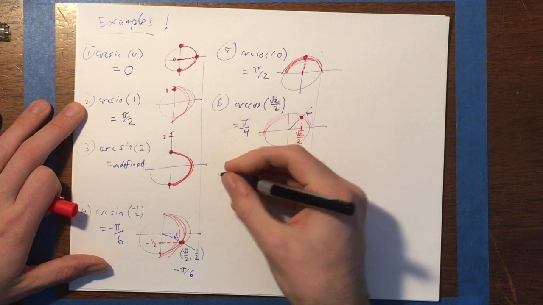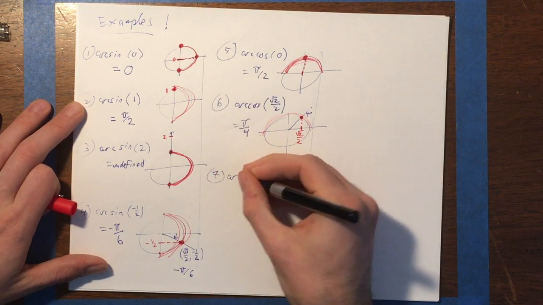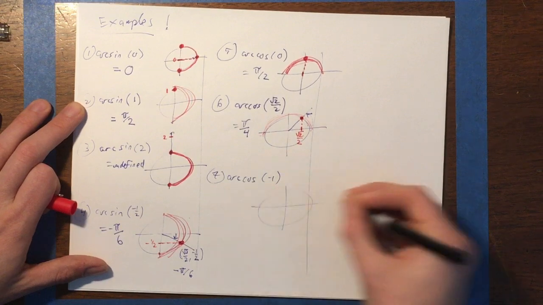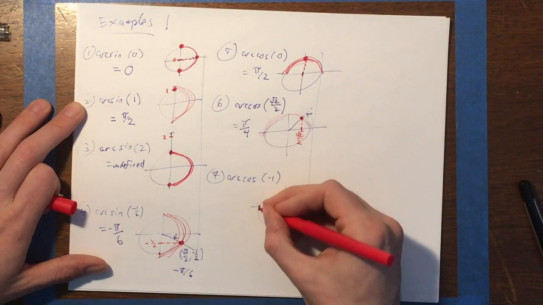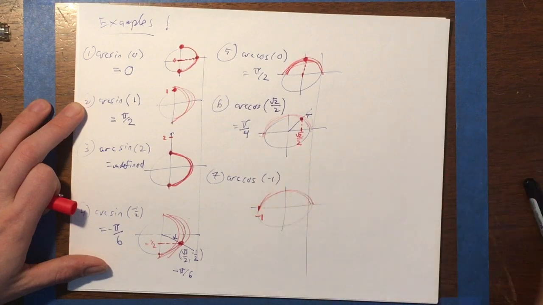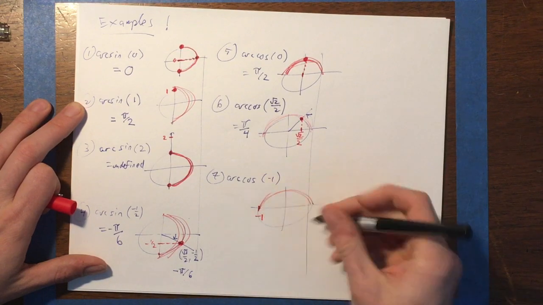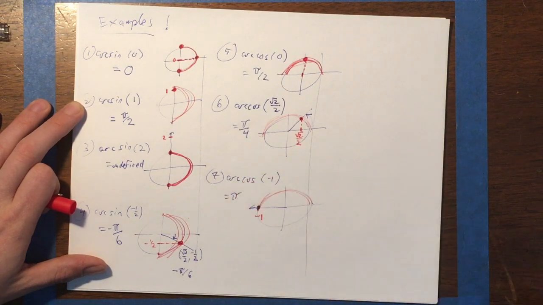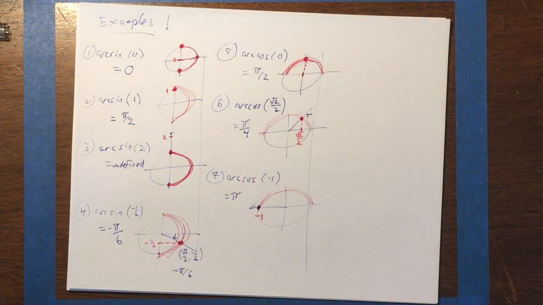One more. What is arc cosine of -1? Well, find -1 on the x-axis right over here, and within our range of values here, that point over there is going to be when the angle is pi. So arc cosine of -1 equals pi. So there's some examples with cosine.